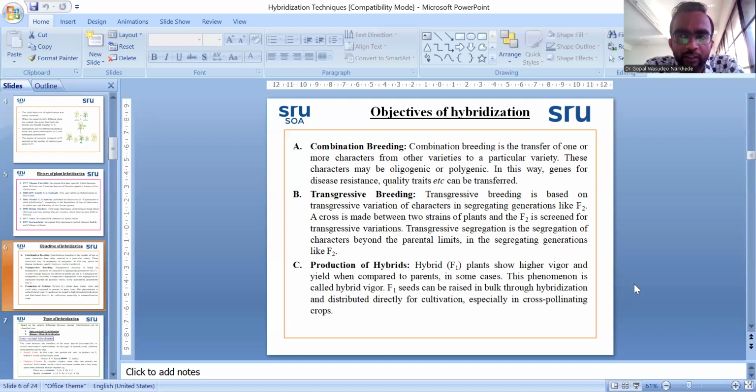The third objective is production of hybrids. As I already told you, hybrids show high vigor and yield when compared with their parents. This phenomenon is called hybrid vigor or heterosis. You can raise this F1 seed either in bulk or distribute it directly to farmers, especially in cross-pollinated crops.